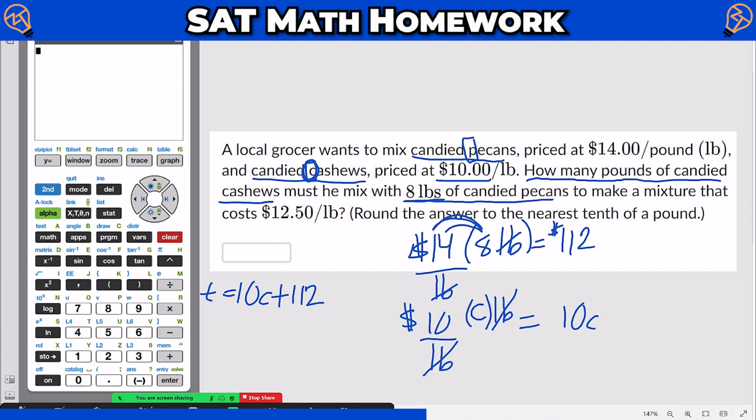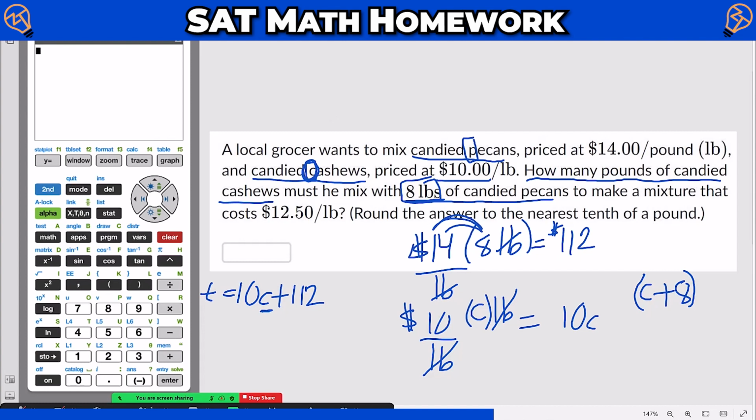Now, the other thing that we know is the number of pounds, more or less. We know that there were 8 pounds of candied pecans. And remember, the C represented the number of pounds of candied cashews. So if you add the number of pounds of candied cashews to the number of pounds of candied pecans, which was 8, well, that represents the weight of the mix.